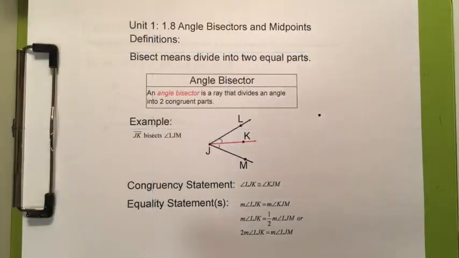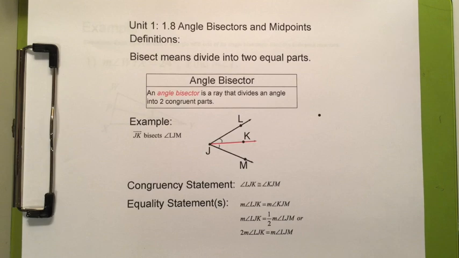So today we're going to talk about two things, angle bisectors and midpoints. And basically these problems are pretty straightforward. You just want to pay special attention to your notation as well as what the problem is asking you to find. And that's really where kids get tripped up with these problems.